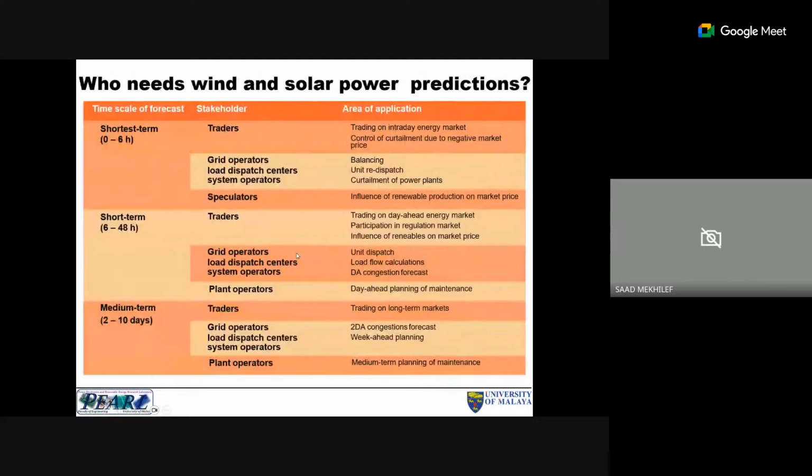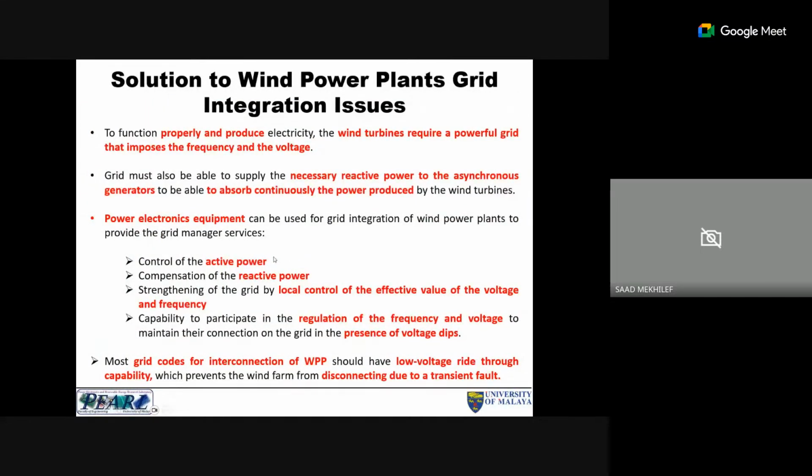Okay, there are some solutions. We said that forecasting solves the problem of predicting the amount of power from the grid, but for grid integration there are also other solutions for the wind plant. One is the necessary reactive power for the asynchronous generators, which are able to absorb continuously the power produced. Also, power electronics can be used for grid integration of wind power plants.